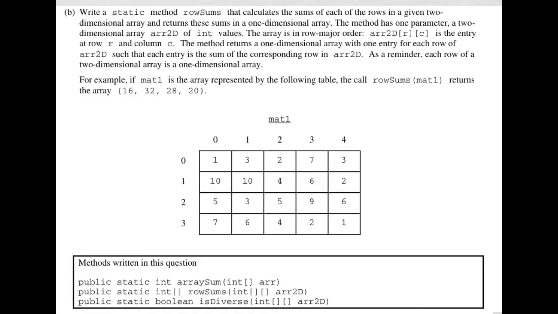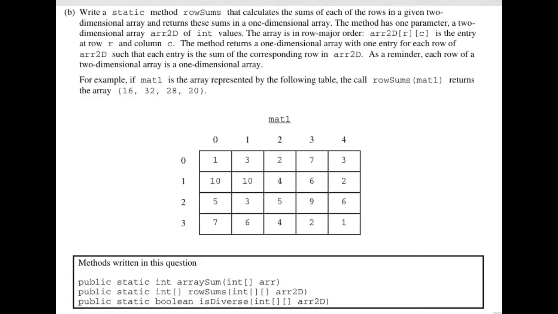Okay, great. The array is in row major order. Row major order, that's important, because we can do stuff with the rows then. If it was in column major order, we could do stuff with the columns. Okay, interesting. The array is in row major order. That's the entry in row R and column C. The method returns a one-dimensional array with one entry for each row of arr2D, such that each entry is the sum of the corresponding row.